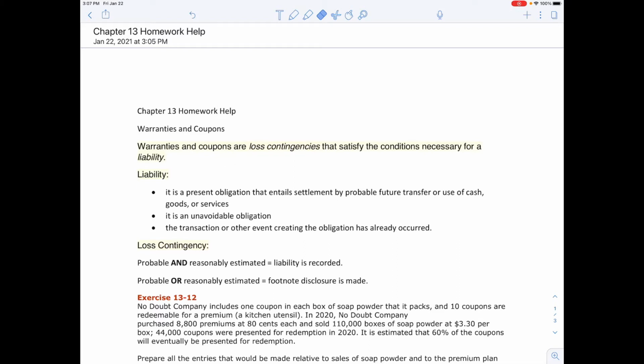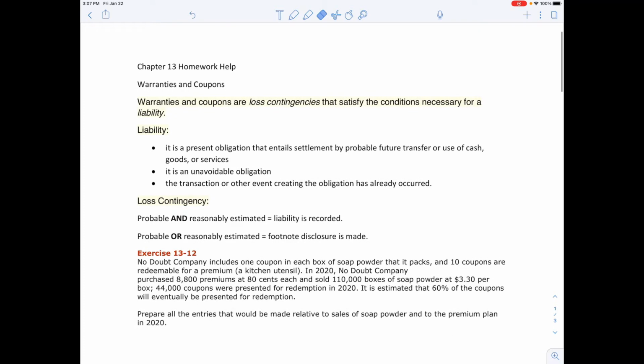So I just want to review what a liability is. A liability says you have a present obligation to pay in the future. It's an unavoidable obligation and it already has occurred. So we already know that this is going to happen. What caused that liability has already happened. Now let's review what a loss contingency is and when we record that.